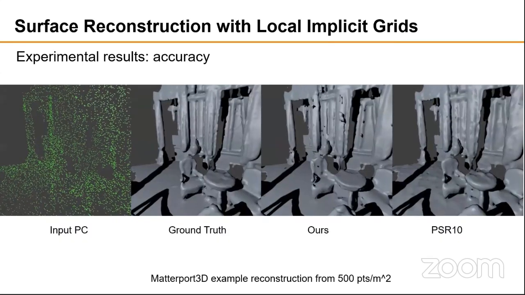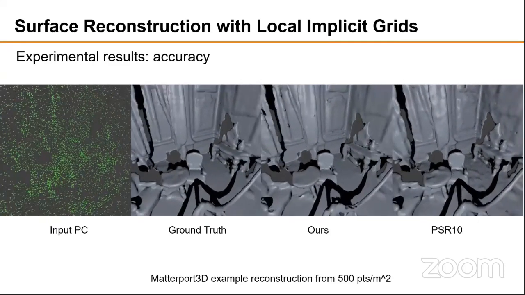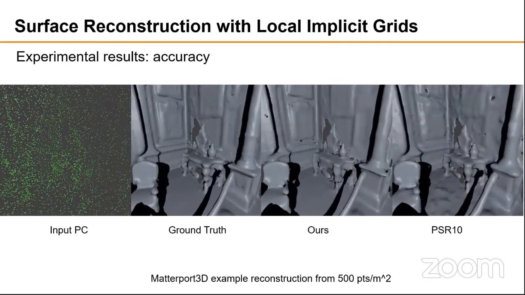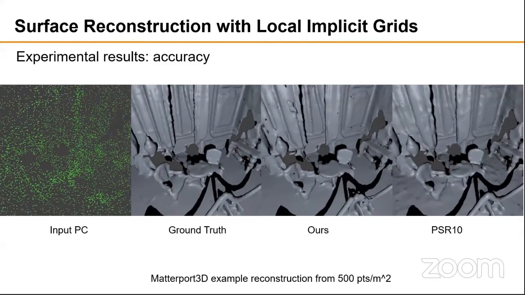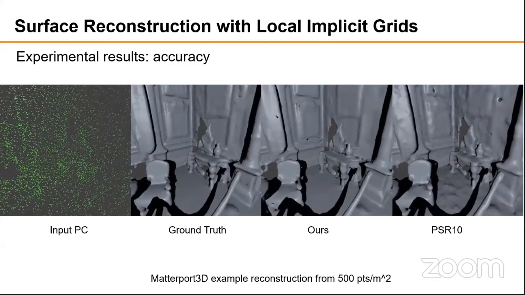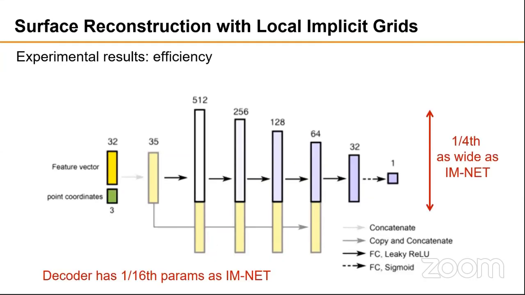Third, we compare to traditional reconstruction methods. Here we see that Poisson surface reconstruction produces smooth surfaces for sparse input point clouds, whereas ours fills in some details based on learned shape priors, which results in better quantitative reconstruction results on tests with the Matterport 3D dataset. Finally, we note that our network is 16 times smaller than the original ImNet, since it must decode a simpler shape space of grid-sized parts rather than whole objects.